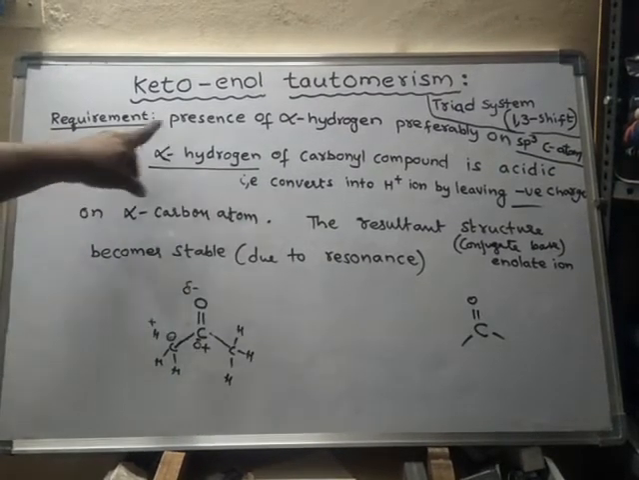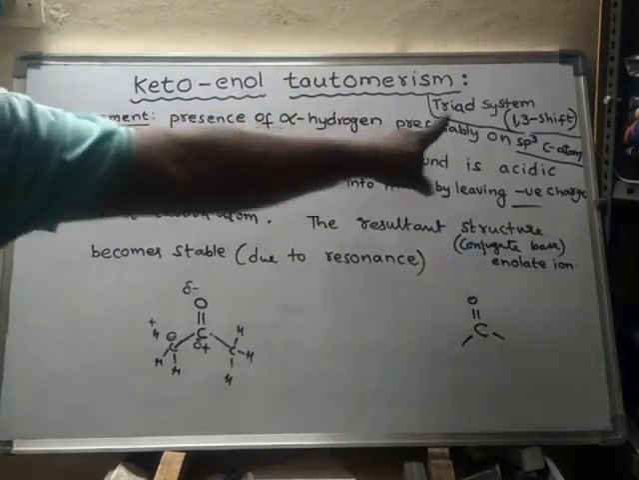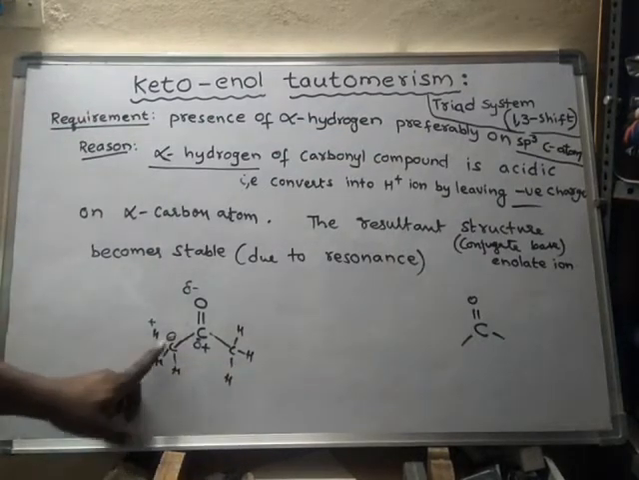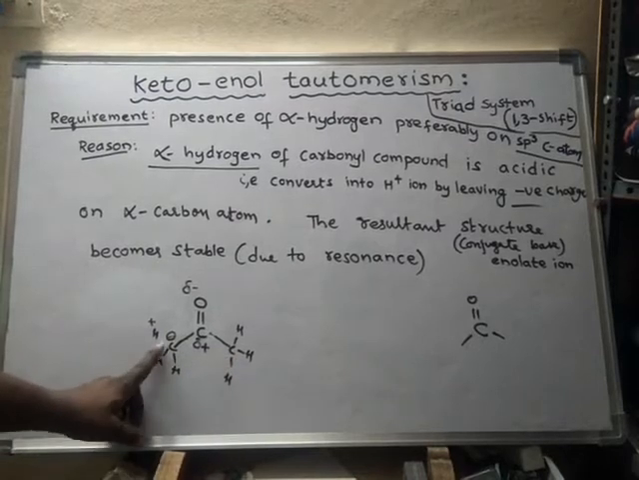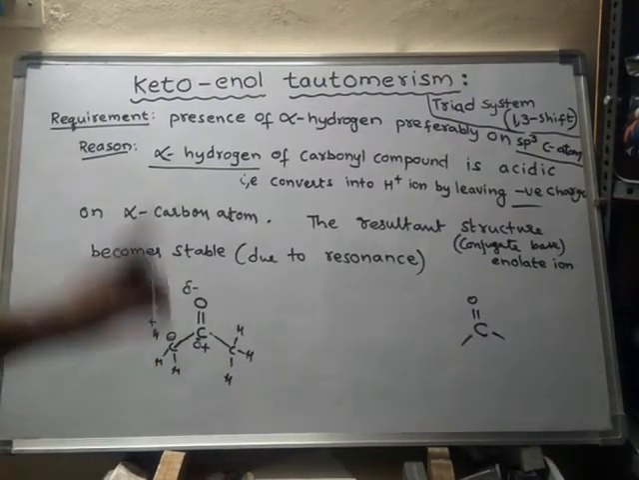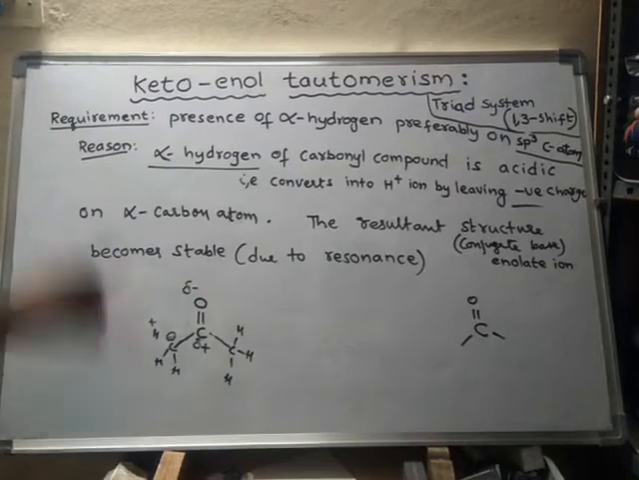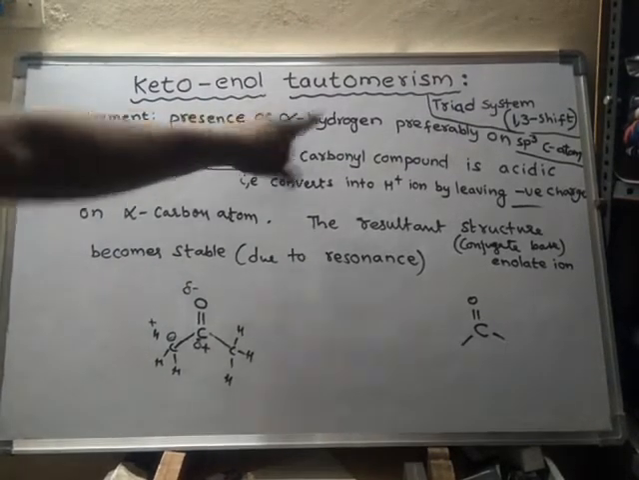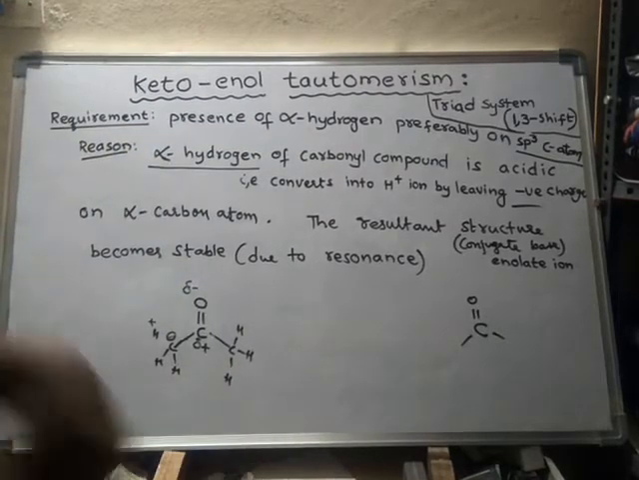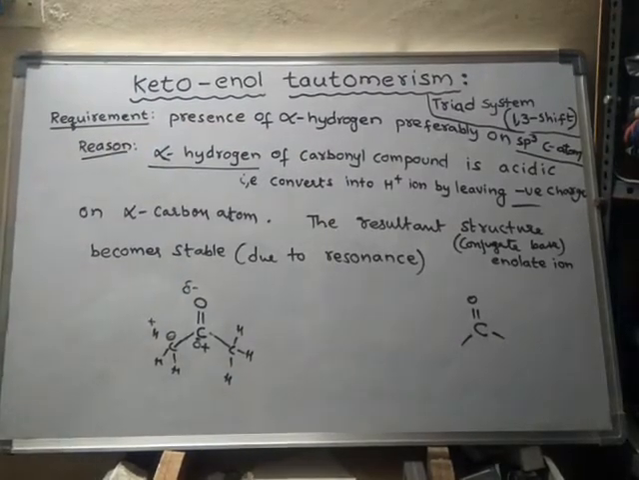So that is the presence of alpha hydrogen here. This is an sp3 carbon. This is also an sp3 carbon. So there are only single bonds, all are single bonds, right? Why is alpha hydrogen needed? If alpha hydrogen is present, what happens? What is the use of alpha hydrogen?